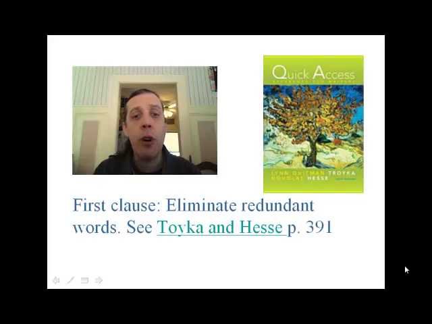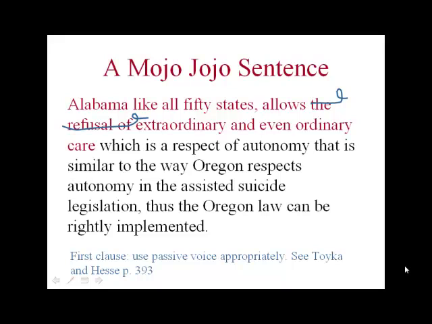So the problem with the first part of that sentence was that there were redundant words. This is described in your Troika and Hesse book on page 391 as unplanned redundancy. Troika and Hesse point out that sometimes redundancy can be very effective rhetorically, but the kind of redundancy we're looking at here doesn't accomplish anything, so it has to be deleted. Okay.